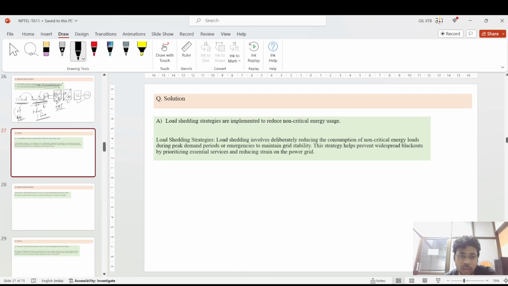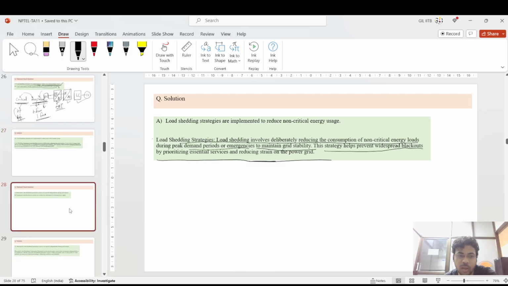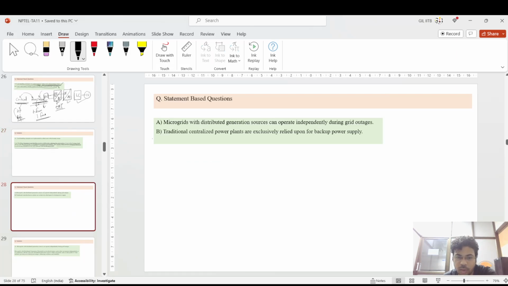Okay. So coming to the next type, the load shedding strategy involves deliberately reducing the consumption of non-critical energy loads during peak time or emergency to maintain grid stability. This strategy helps to prevent widespread blackouts by prioritizing the essential services and reducing the strain on the power grid. Okay. So this is the second question on your screen. Just try this.